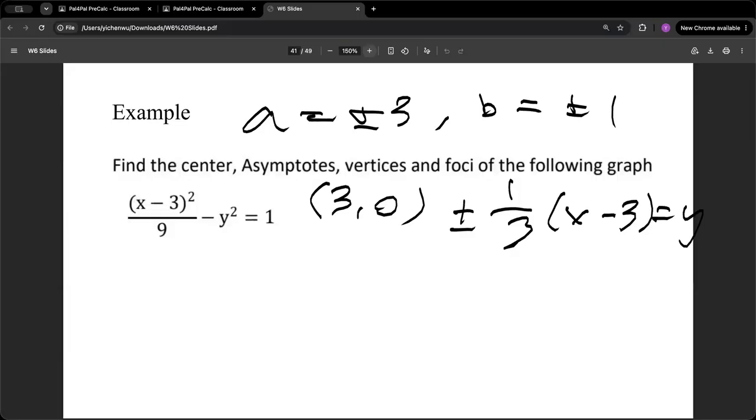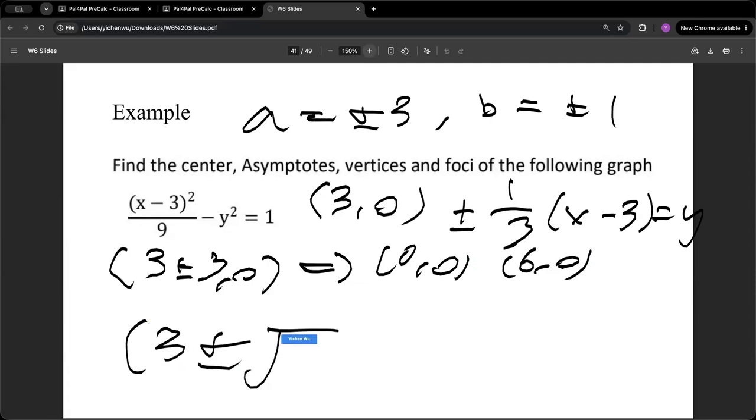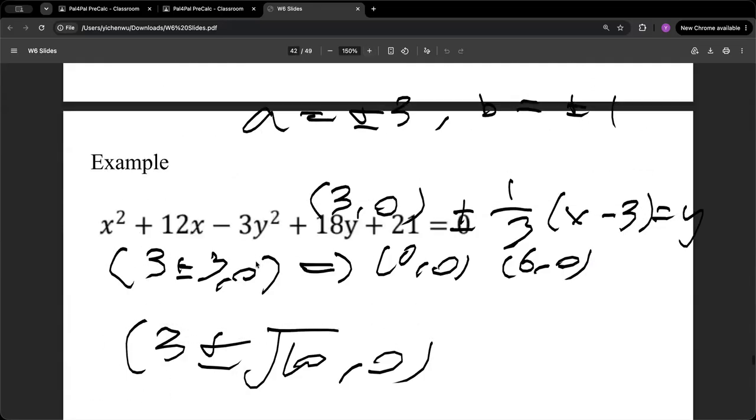And the vertices are going to be 3 plus or minus 3, 0, which is 0, 0 or 6, 0. And for the foci, we can find that c squared is going to be 10, so it's 3 plus or minus square root 10, and 0. So that's for this question. Any questions? Okay, let's do the next one now.